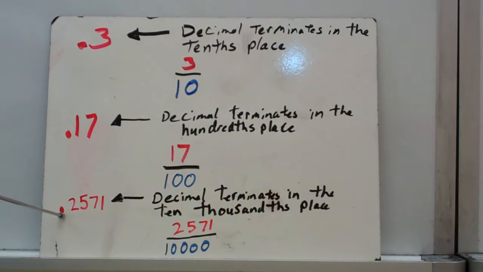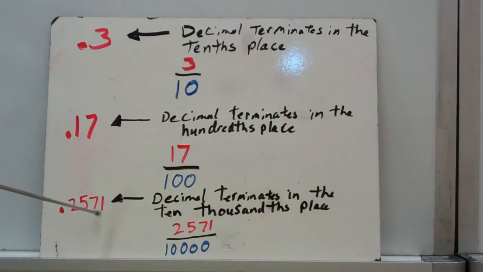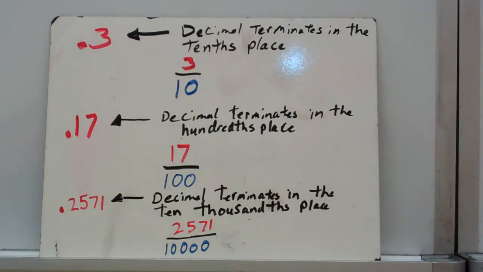The one on the bottom here, we have 0.2571, and that terminates in the 10,000ths place. So we're going to put 10,000 in the denominator here. We're going to remove the decimal point and put 2571 in the numerator. And again, that is a fraction that cannot be simplified. And so 2571 over 10,000 is our final result there.